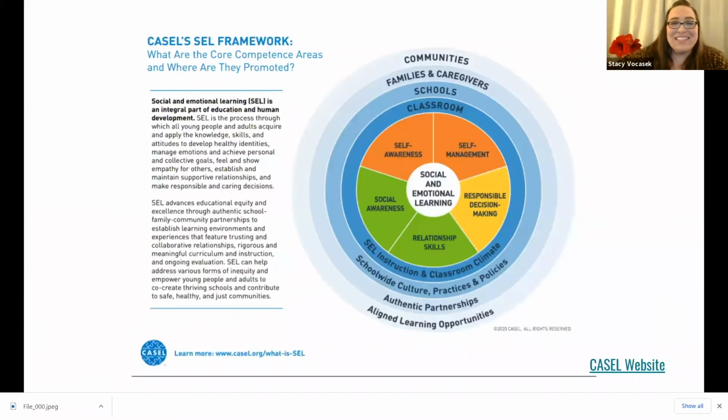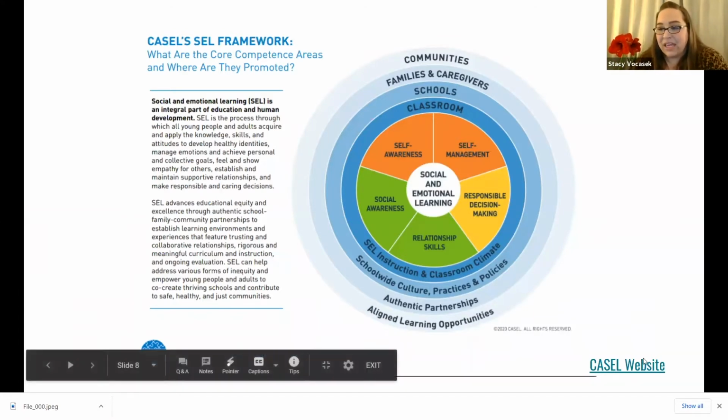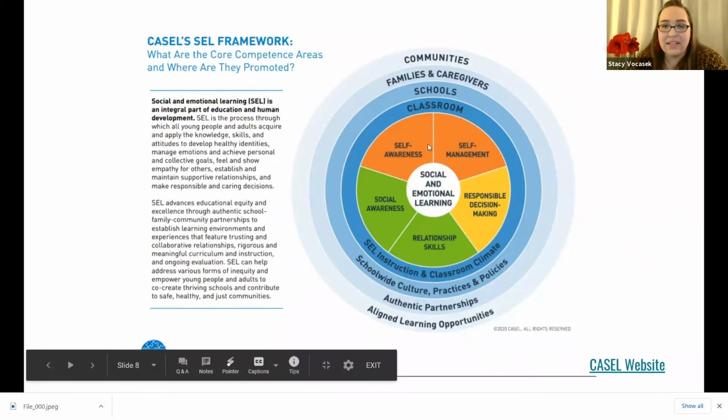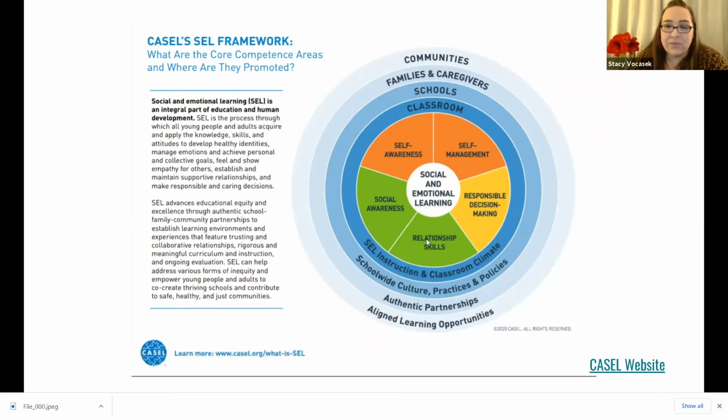So if you've never seen the CASEL framework, there's a link here in the presentation that you can get to it. This is just pointing out the 5 areas that they feel are the most important when it talks about SEL. So self-awareness and self-management, these two are linked together. Social awareness, relationship skills, these are linked together, and then responsible decision-making.